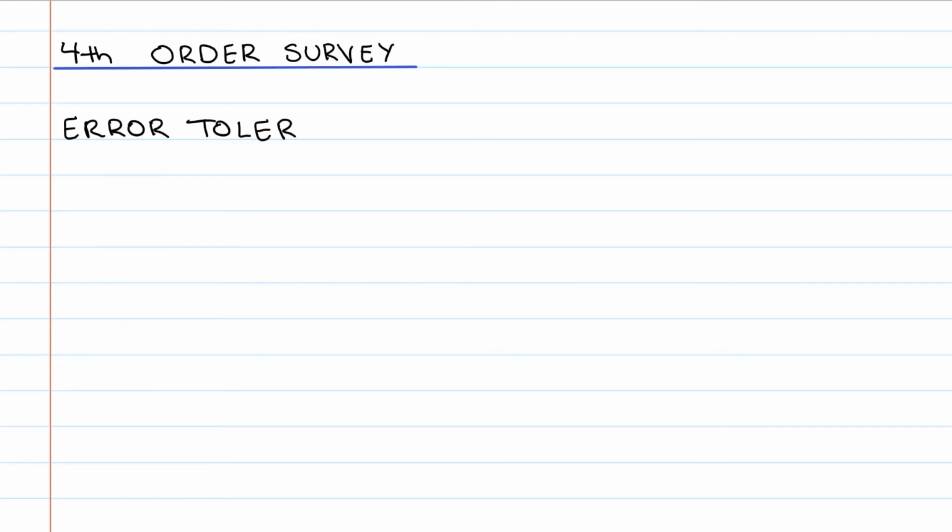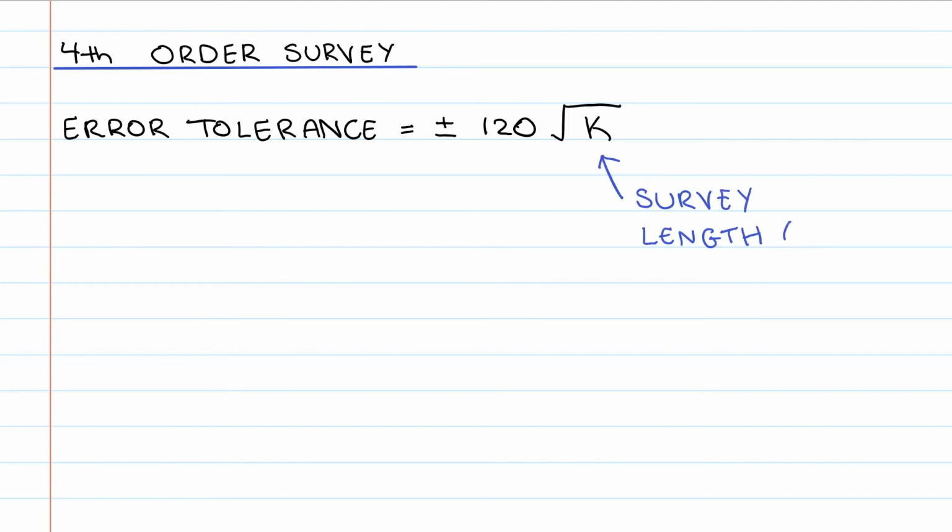This survey had requirements of a fourth order survey, which has an error tolerance of plus or minus 120 times the square root of k millimeters, where k is the length of our survey in kilometers. In this case, our survey was 280 meters, or 0.28 kilometers long. Plus or minus 120 times the square root of 0.28 gives us plus or minus 63 millimeters.